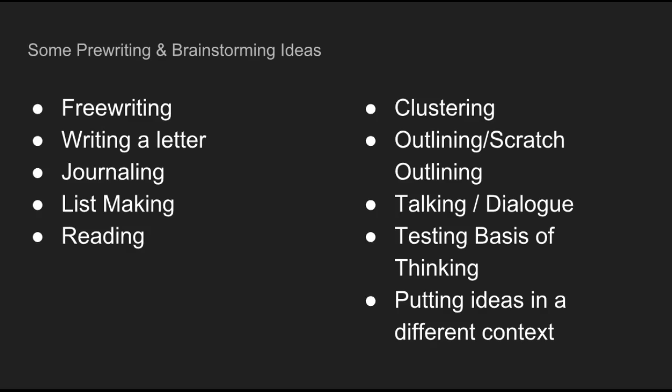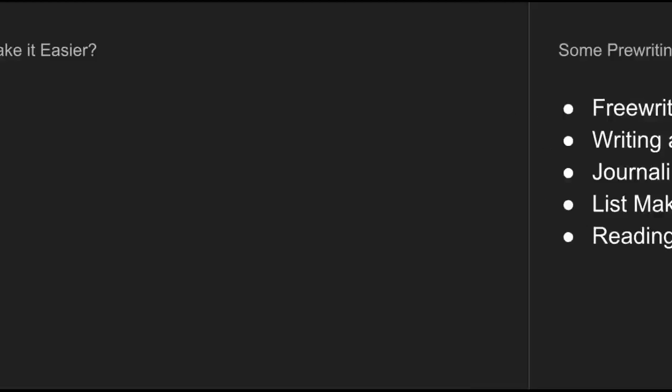Putting ideas in a different context. You take your idea and put it in a different situation just to see how it'll work. So if you're writing about how your childhood influenced your ability to write, you could always move it to a different time period in your life and see how high school helped you write, or what was one person from your personal life that helped you write that wasn't about childhood or anything like that. So, putting it in a different context.